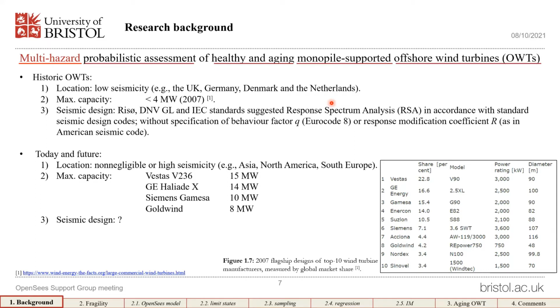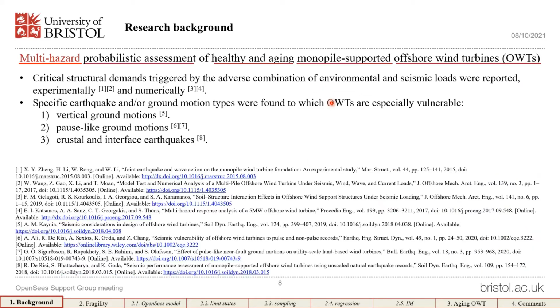Therefore, the old seismic design methodology is probably now outdated from our consideration. And it is also very important to note that, contrary to some other engineering problems where different hazards might be okay to examine separately, in the case of our offshore wind turbines, a multi-hazard framework is quite essential.